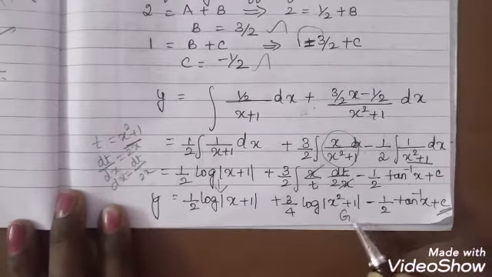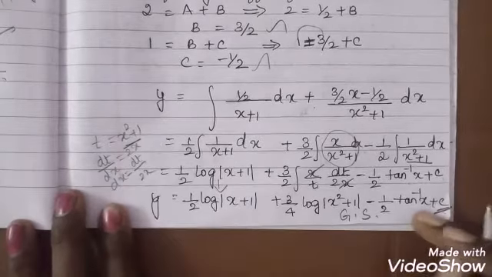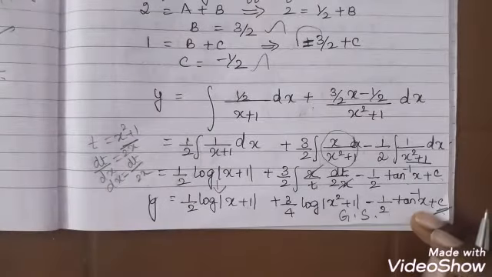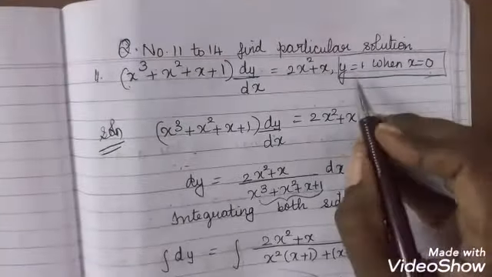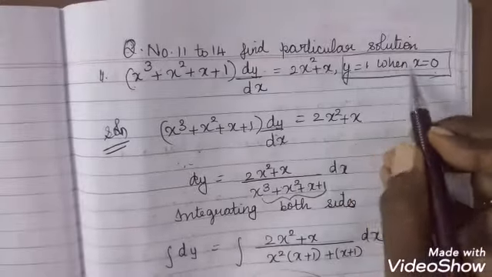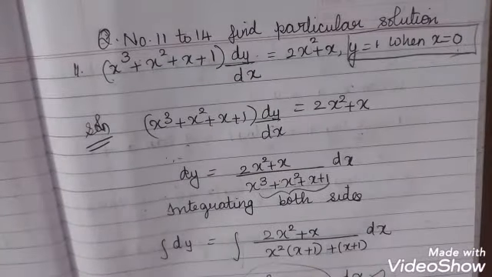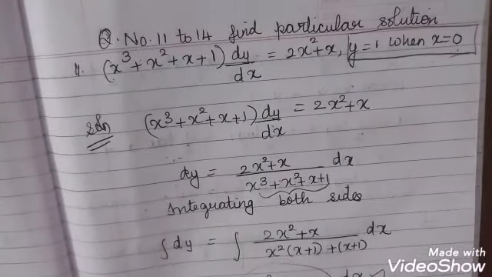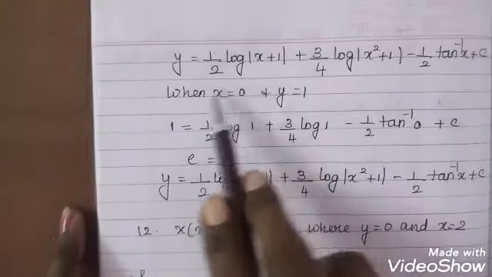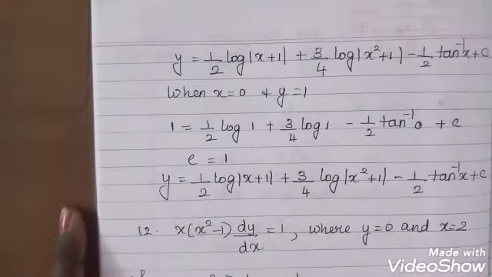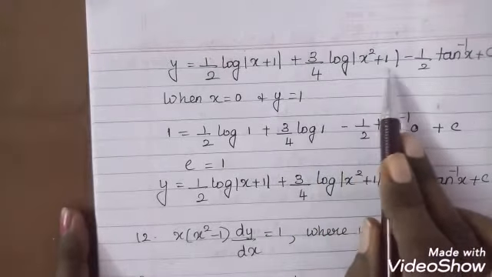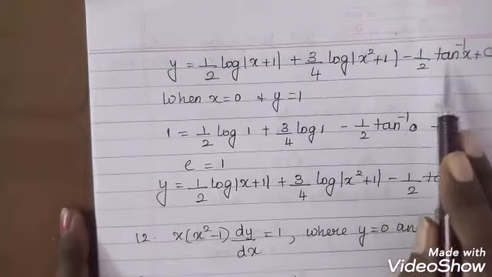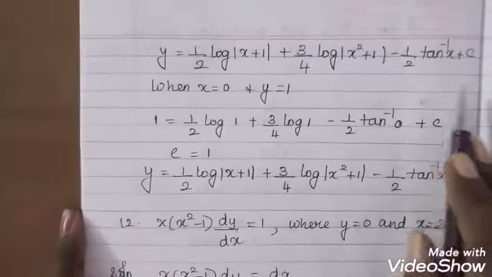So till this, whatever you have got is your general solution, but the question says I have to find the particular solution. So when you read the question, I told you in the beginning itself what is the constraint given here? y is equal to 1 when x is equal to 0. So using this we are going to find out the value of C. So I have just written it again there. y is equal to 1 by 2 log of mod x plus 1 plus 3 by 4 log mod of x squared plus 1 minus 1 by 2 into tan inverse of x plus a constant.